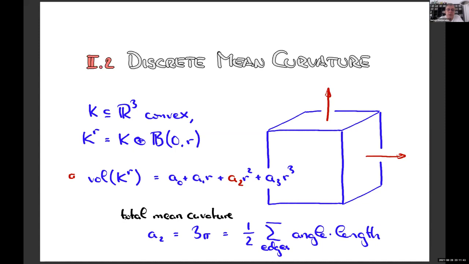Okay, so in a polytope situation, the mean curvature would mean a sum over all edges. For each edge, I take the angle between the 2 normals of the faces, left and right. I multiply with the length. I sum it up and I divide by 2.